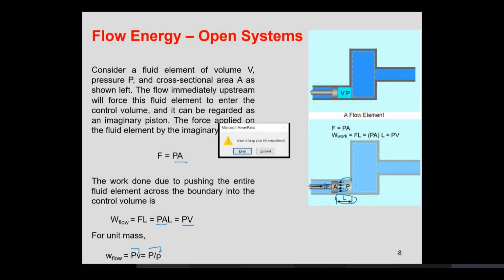I'll hold on at this moment and we'll move on, and see how we can differentiate the flow in open systems and closed systems, or how we can differentiate the flow energy and try to develop an energy balance equation in our upcoming class.